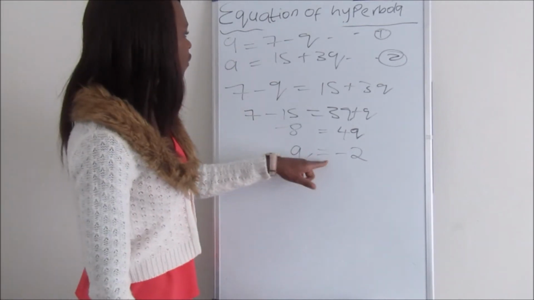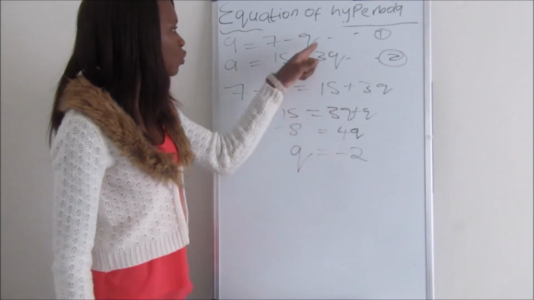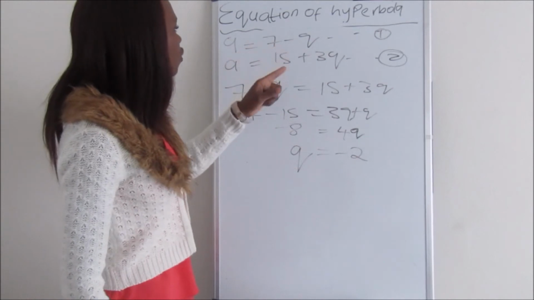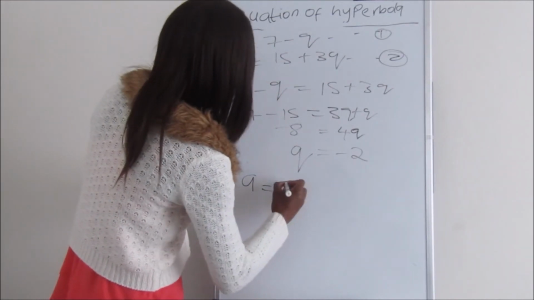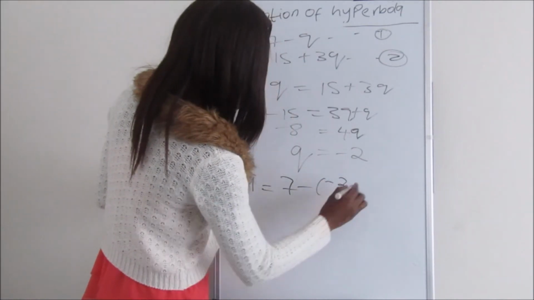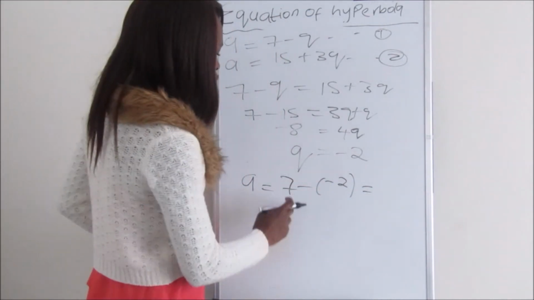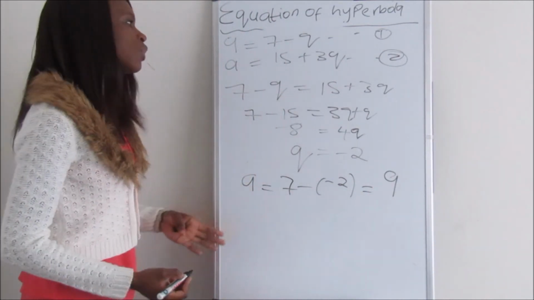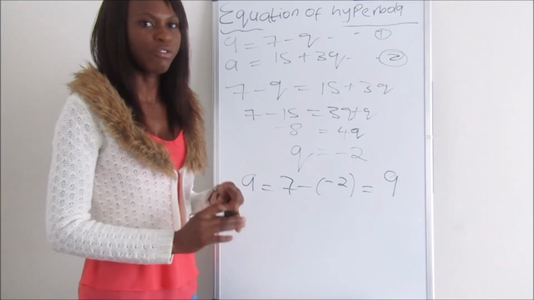Then to find the value of a, we just substitute q equals negative 2 into one of these two equations. We'll use the first equation, a equals 7 minus q. Q is negative 2, so it will be 7 minus negative 2. Minus and minus gives us positive, so it will be 7 plus 2, which is equal to 9. Now we have our complete equation, because we have the value of p, the value of q, and the value of a as well.